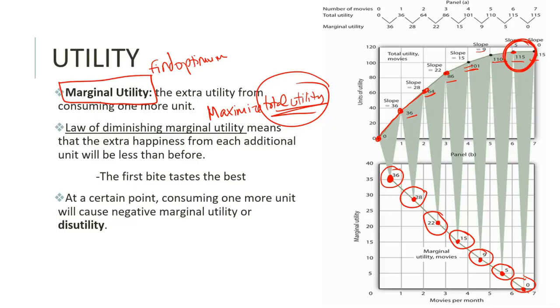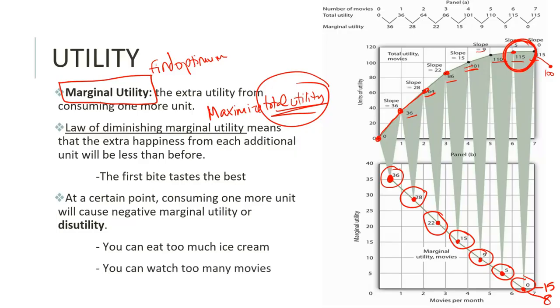So let's say they put movie number 8 on here, and it's, I don't know, negative 15 utility. Then on our graph here, the point would be about right here, where our total utility would be 100. So we would still have some happiness from watching 8 movies, but we would have had more if we'd just stopped at 6. So you can eat too much ice cream, you can watch too many movies, you can eat too much sushi at all-you-can-eat restaurants. The idea is there's a point where you should stop.